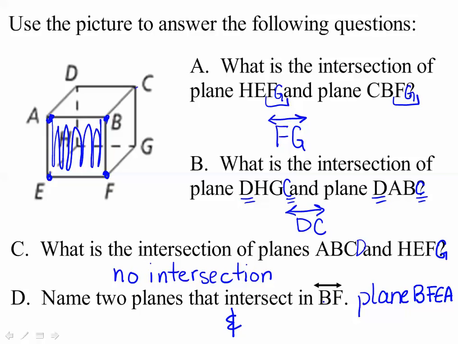And line BF is also on the side of this box, so BFGC would be my other answer. So plane BFGC. Notice that for both of them, they include B and F.